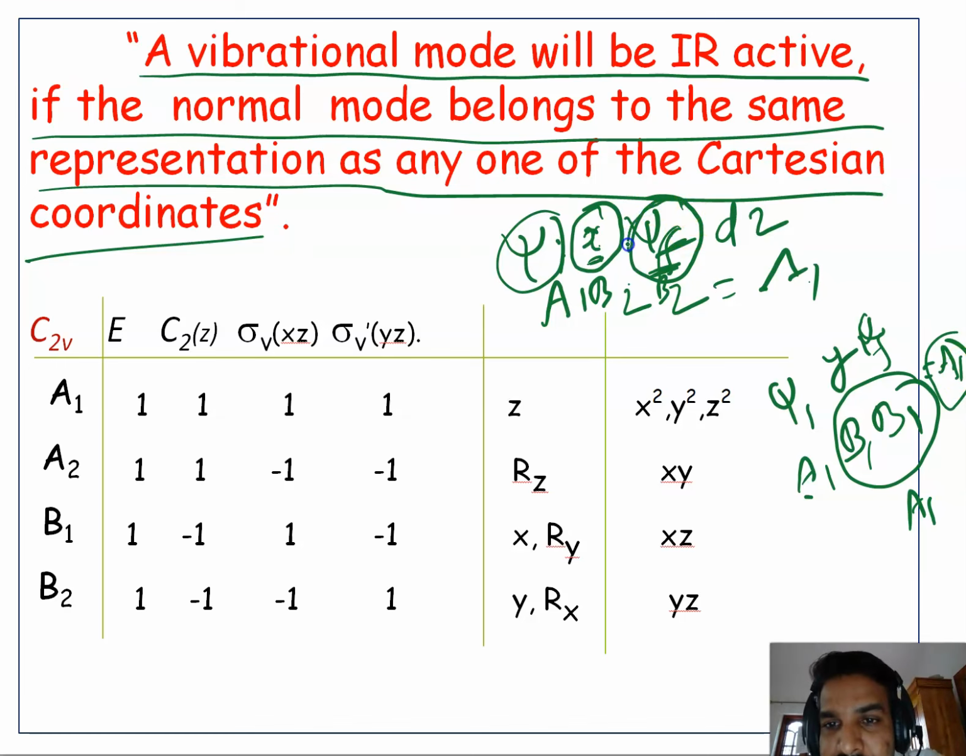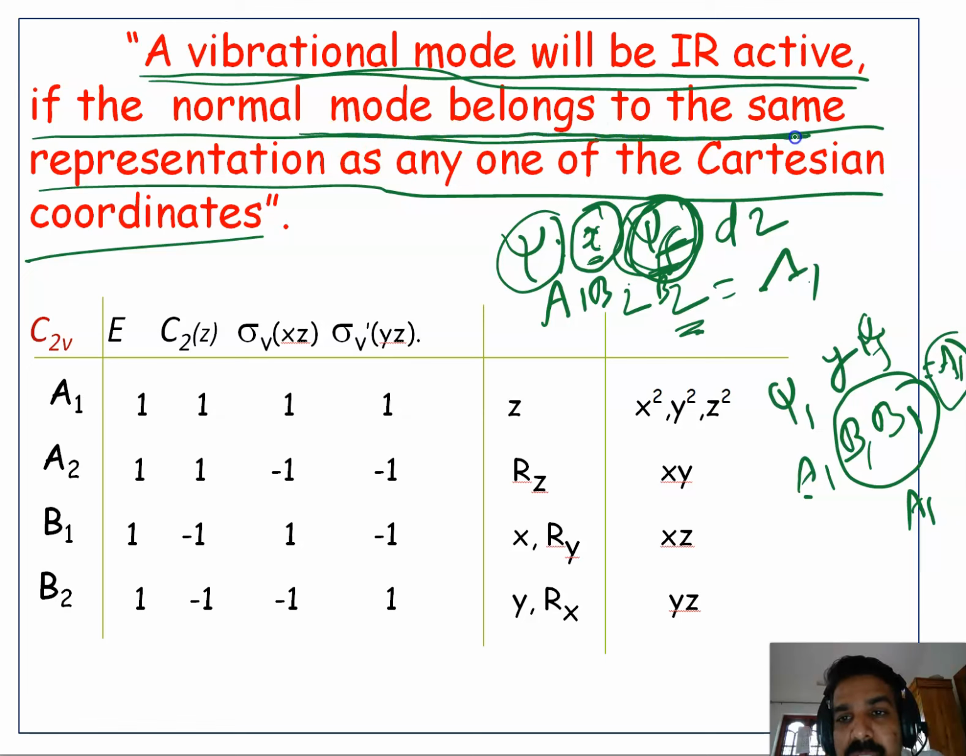And this psi f is the symmetry of the mode itself, I told you. So we can conclude a vibrational mode will be IR active if the normal mode belongs to the same representation as any one of the Cartesian coordinates. Psi f is the symmetry of the normal mode. So the symmetry of psi f, that is a normal mode, should be the same as the symmetry of any of x, y or z. Can you understand?